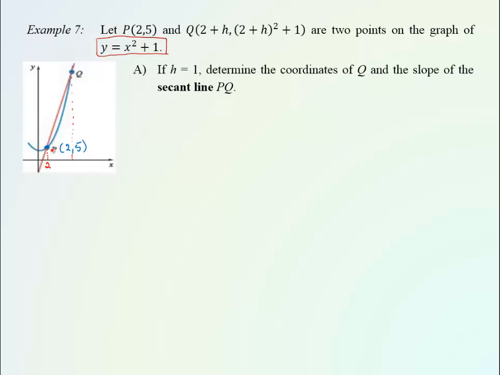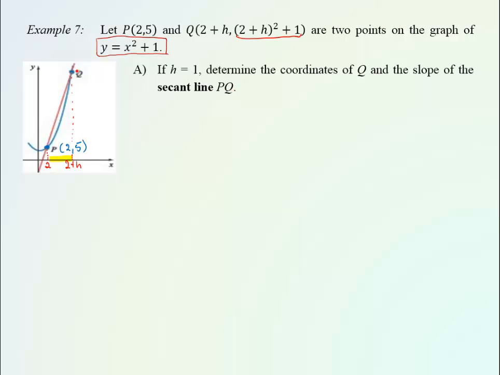So that's first coordinate of P, and Q has first coordinate 2 plus h, 2 plus a little bit. So this distance is the distance h. Therefore, the coordinates of Q are 2 plus h, first coordinate, and to get the second coordinate, you plug your 2 plus h inside the formula for the function. So you have 2 plus h squared plus 1. If h is 1, determine the coordinates of Q and the slope of the secant line.